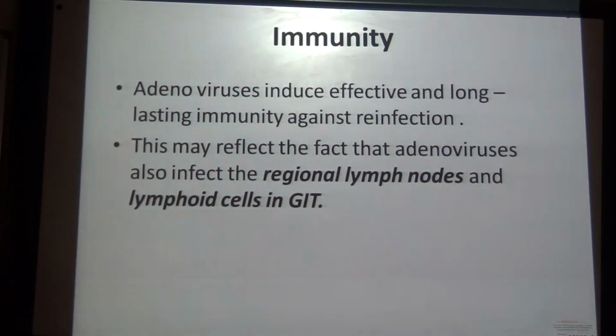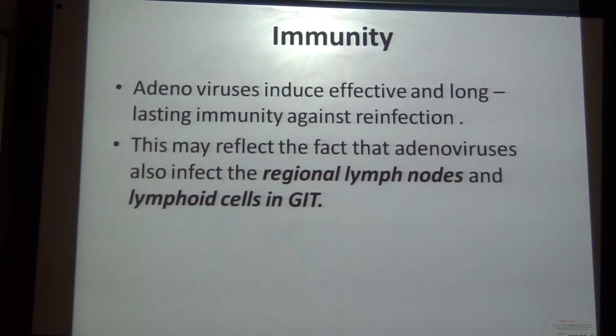So these were the clinical features caused by the adenoviruses. Now, how does immunity develop in the infection of various types of adenoviruses? Adenoviruses induce effective and long-lasting immunity against reinfection. It means that the chances of reinfection are less. And this may reflect that the adenoviruses also infect the regional lymph nodes and lymphoid cells in the GI.